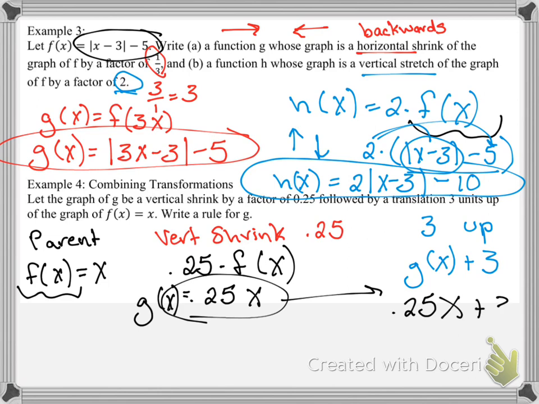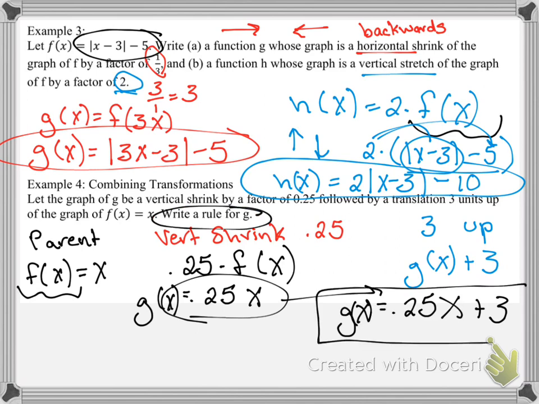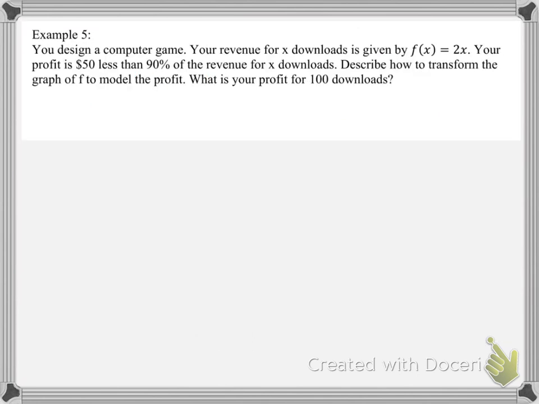We want to move it up 3. So this is my completely new function. It says to label it, rule it g. So my new function is 0.25x plus 3. Okay. Oh, no, too far.